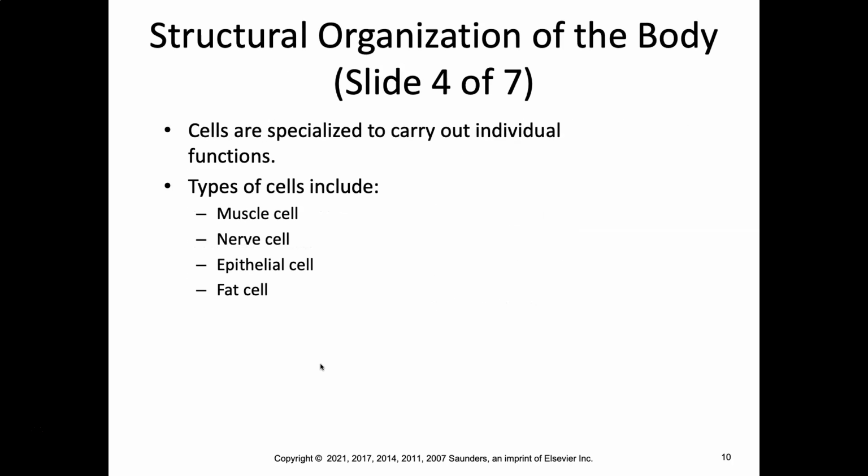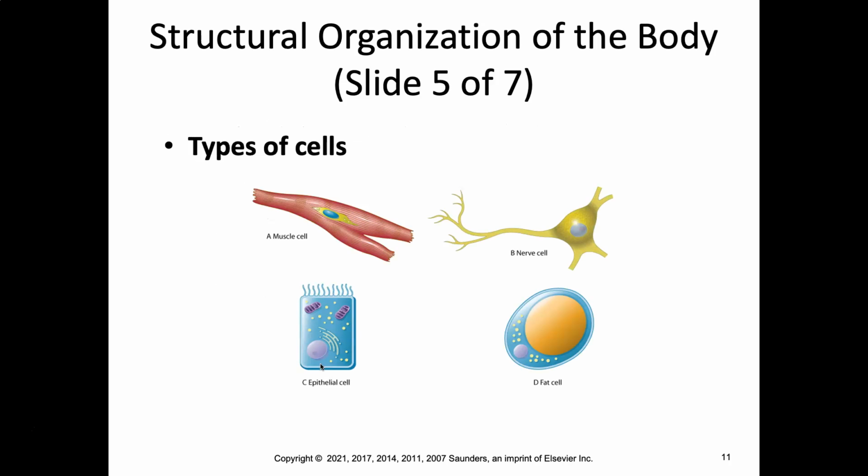Cells are then specialized to carry out individual functions. There are different types of cells, including muscle cells, nerve cells, epithelial cells that are like in skin and hair, and fat cells. So let's take a look at those. This visual shows you a muscle cell. You can see the striations in the muscle tissue, those thin lines running through. You can see a nerve cell where it almost has fingers reaching out to pass messages on to the next nerve cell. Then you'll see an epithelial cell there, thinking skin and hair. And the last one is a fat cell where you can see that lipid within it.